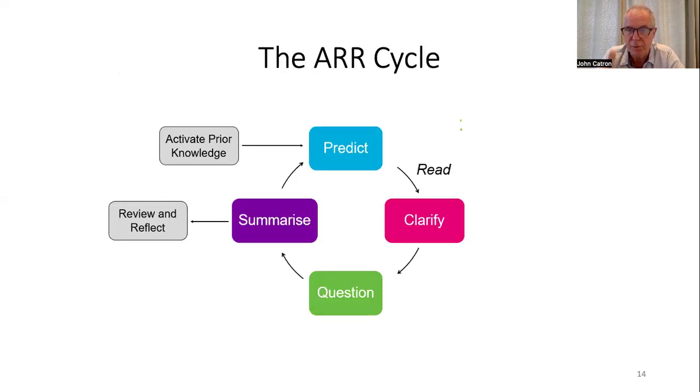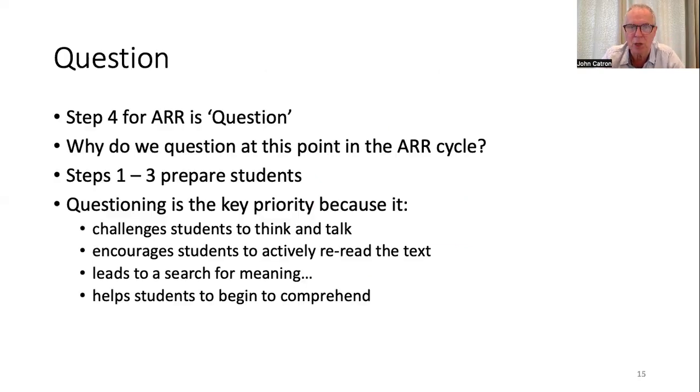So we've done predict, we've done read, we've done clarify. This is the essence of ARR, preparing students to answer a question by using the information in the text. Now, the questions that you pose for them should encourage them to go back and look again at the text for the answers that are there. So step 4 for ARR is question.